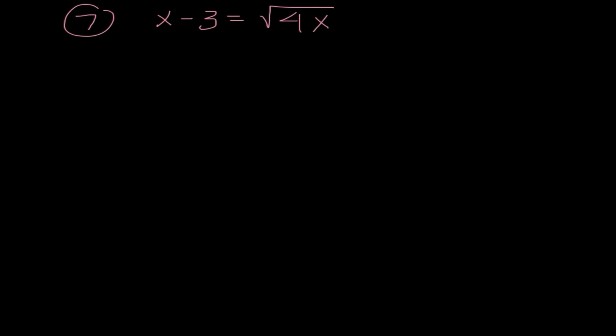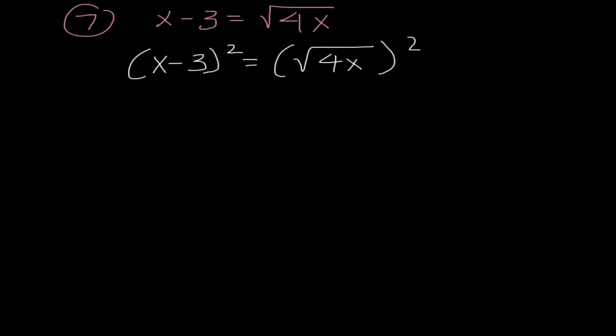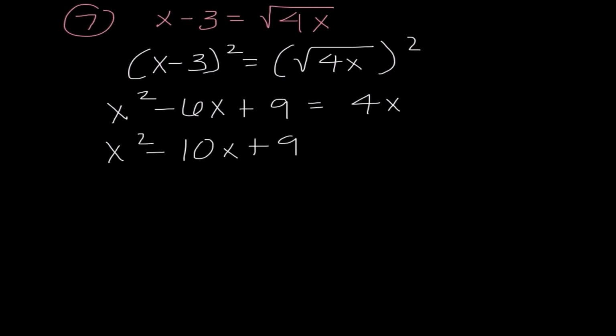Number 7. Once again, I have a radical. This time, it's already isolated, so I'm just going to go ahead and square both sides. Key thing here, once again, is this is a signal to me that I need to FOIL. So I get x squared minus 6x plus 9 equals 4x. When I subtract 4x from both sides, I get x squared minus 10x plus 9 is equal to 0.